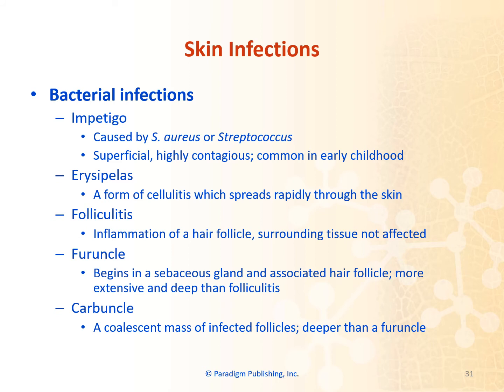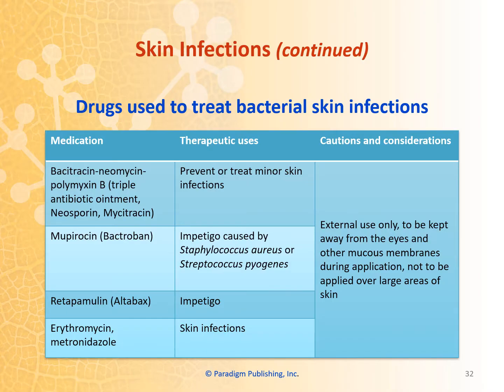But there's folliculitis, furuncle, and carbuncle. The different drugs that are used to treat bacterial skin infections are just some topical antibiotics: bacitracin and neomycin or Neosporin, and then mupirocin or Bactroban. Those are probably the most common that you'll see.